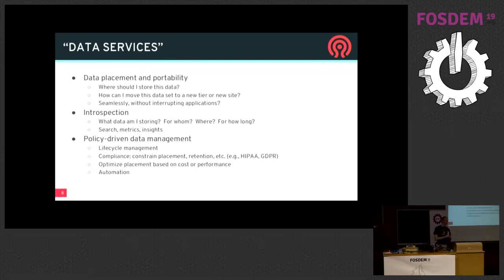The first is data placement and portability. So where I have a data set, where should I put it? Once I store it in one particular place, can I move it to somewhere else? Maybe it starts out on-premise and I want to move it to the cloud later, or the other way around. And can I do that in a seamless way without interrupting the applications that are consuming that data?